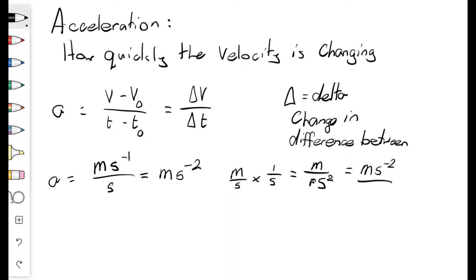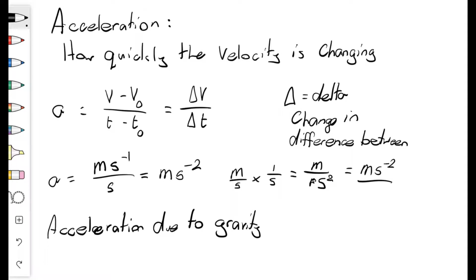Also, we will come across an acceleration due to gravity. For this we generally give it the symbol G, and we take this as approximately 9.81 meters per second squared, and that's just as a general thing all around the world. It does change slightly depending on where you are, but this is a close enough approximation that we just use it for all of our stuff.